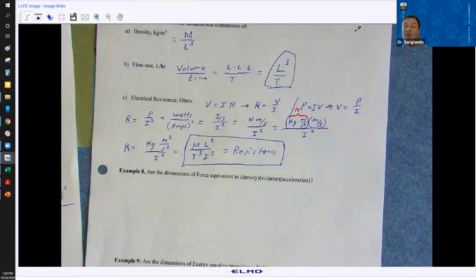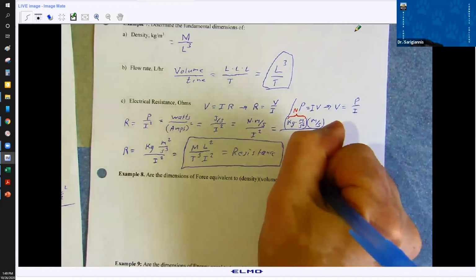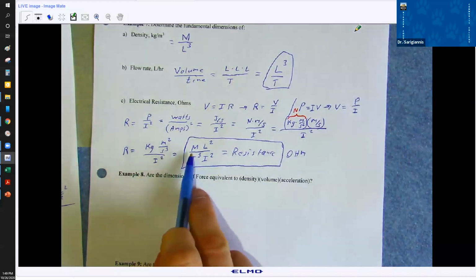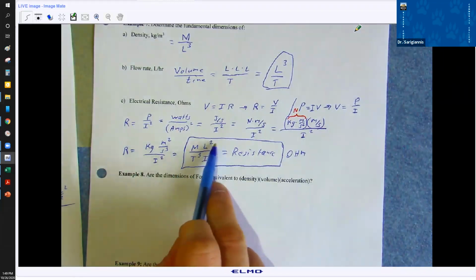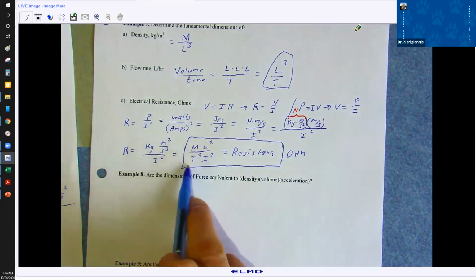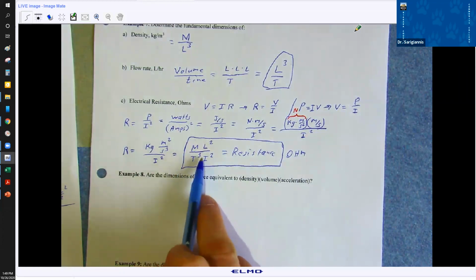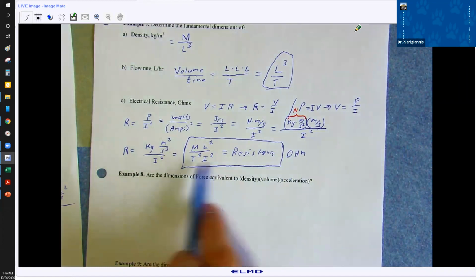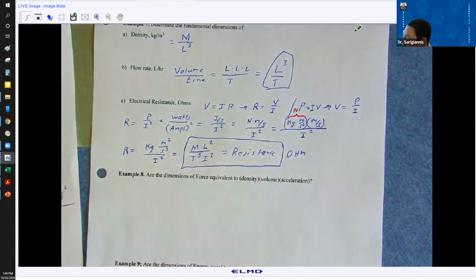In primary dimensions, resistance, which is ohms, this is what an ohm is. An ohm is fundamentally mass times length squared divided by time cubed divided by current squared. Fundamentally, these are the primary dimensions that make up an ohm.